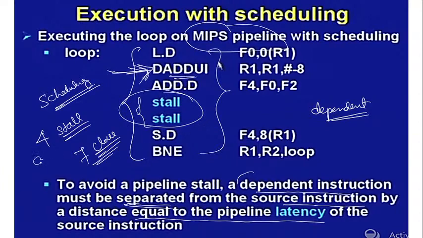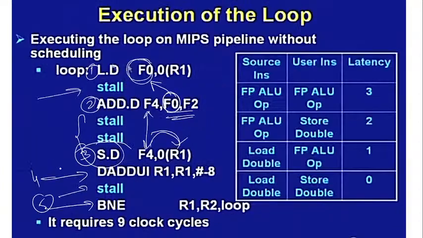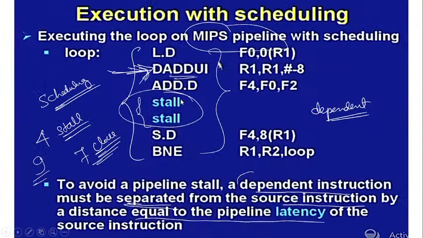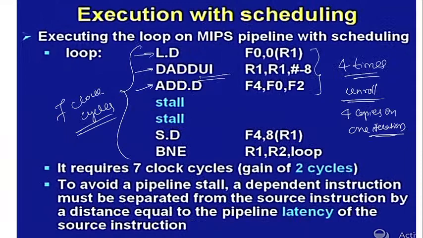Earlier, this particular instruction sequence would take nine clock cycles. So the compiler will rearrange the instructions, and it is reduced to 7 clock cycles, by shifting the independent instructions.